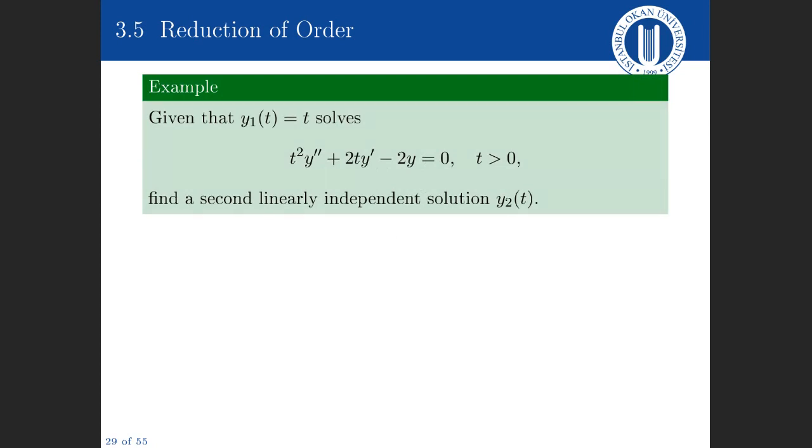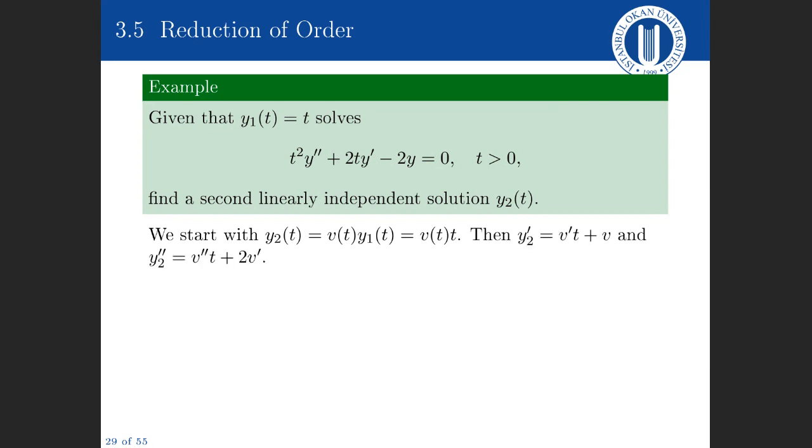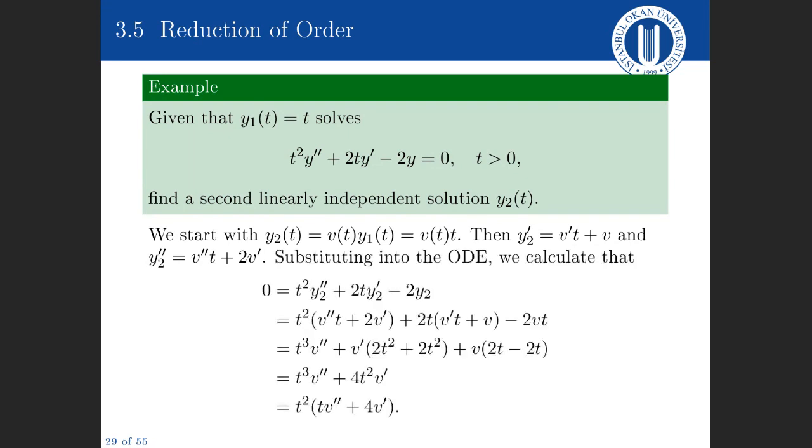Let's do another one. Given that the function t solves this differential equation, find a second linearly independent solution. We know our method. We're going to guess that y2 is some function v multiplied by y1, and we're going to find that function. So we start with y2 is equal to v multiplied by y1, or v multiplied by t. Differentiate 2 times, and then substitute into the equation.